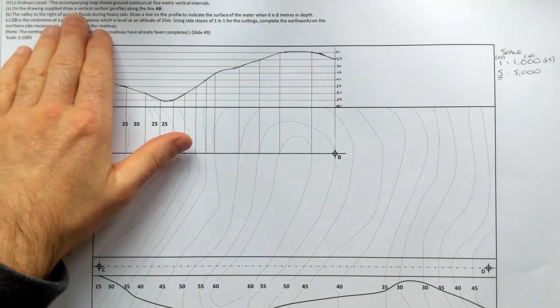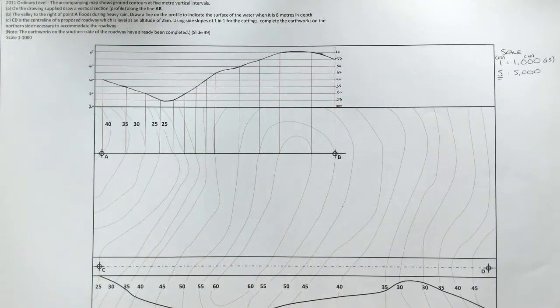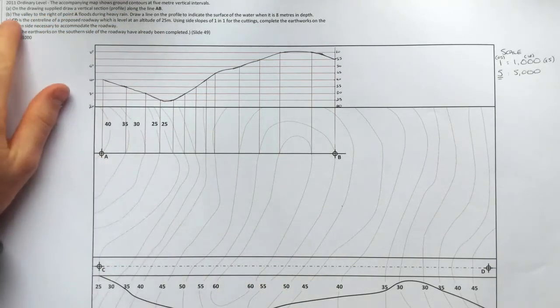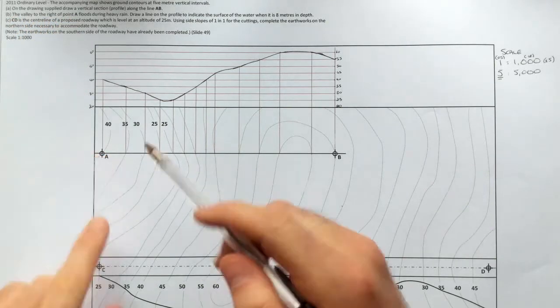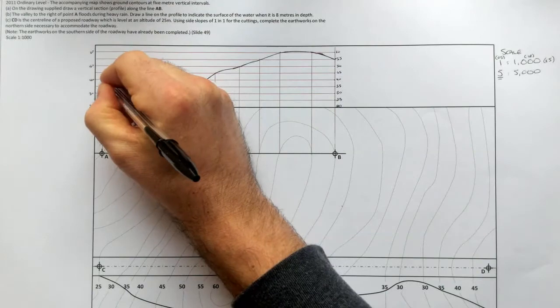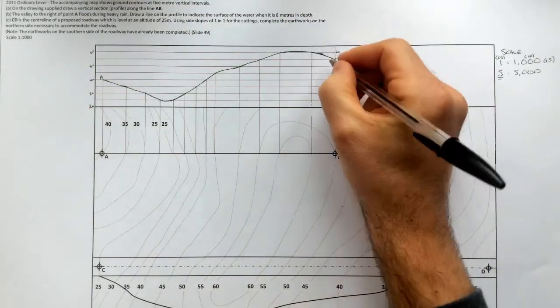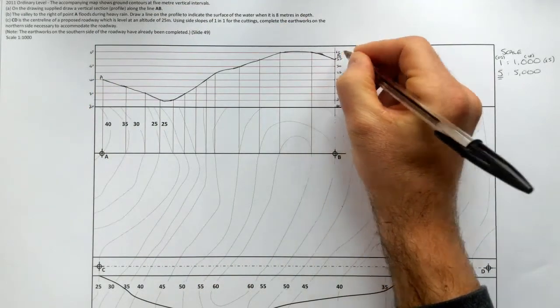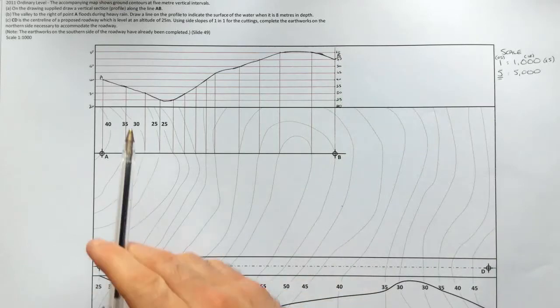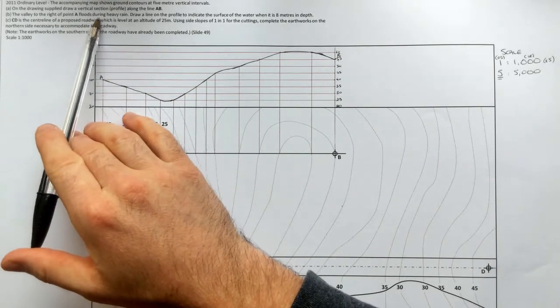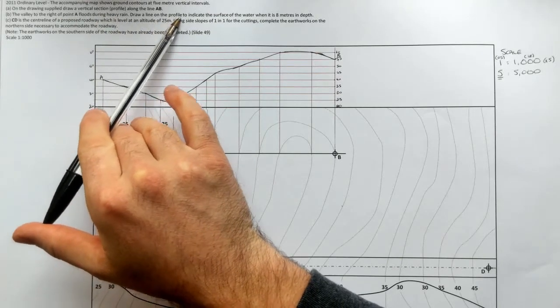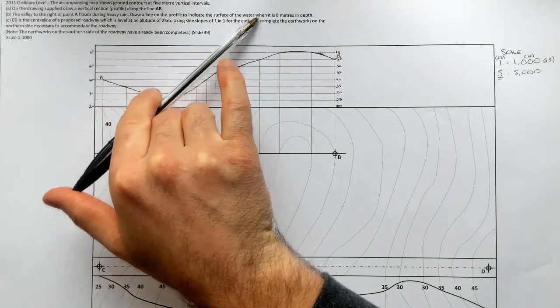On the drawing supplied, draw a vertical section profile along the line AB. Now it says here, part B, the valley to the right of point A. So if you look, point A is technically here, and point B is up here, so I'll write that in, at this point. The valley to the right of point A, so we can see the valley where it drops down, floods during heavy rain.